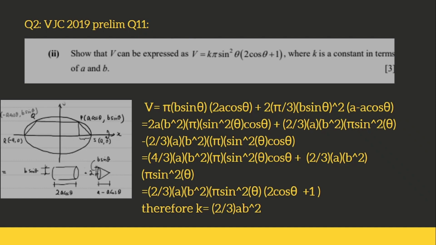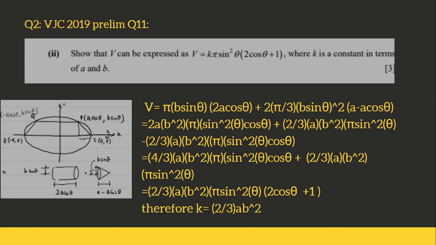How do you find all those dimensions for the base, the length, and the height? You just look at your graph and you try and make references. So in this case, the height is just a minus a cos theta. Your length of the cylinder is just 2a cos theta, then your radius is as such. So afterwards you get that, then you try and simplify everything.